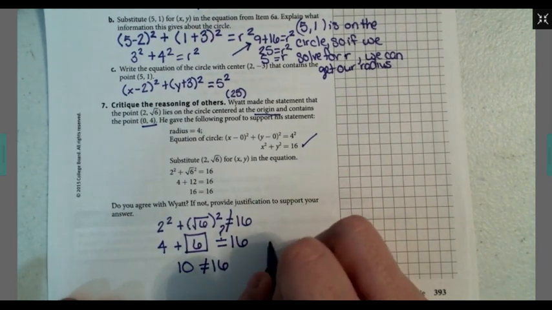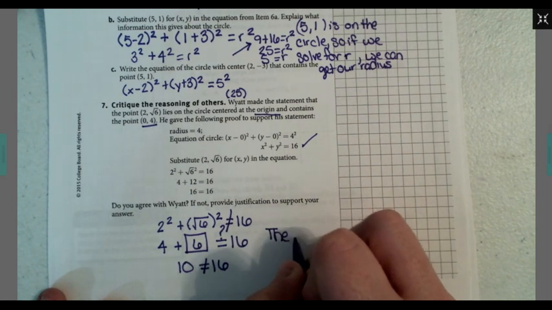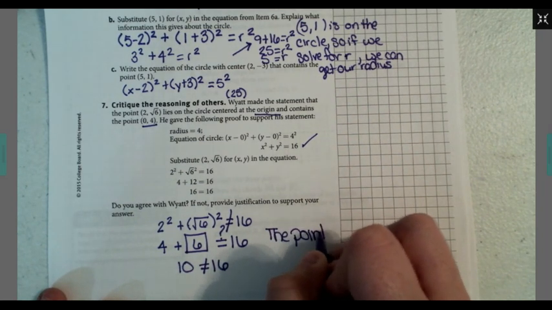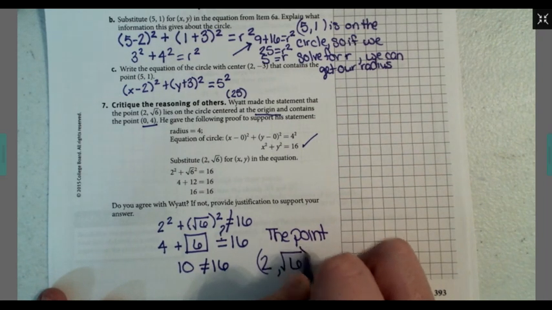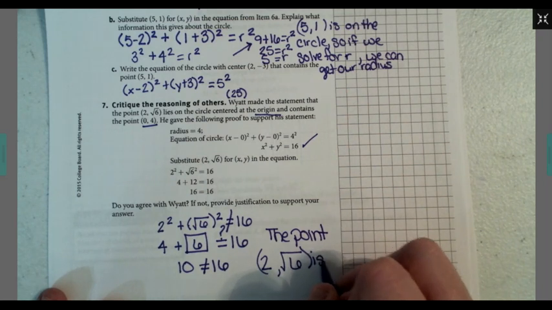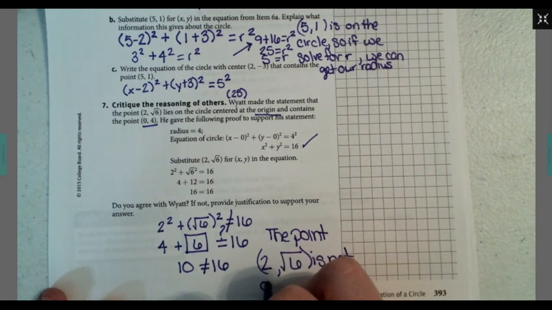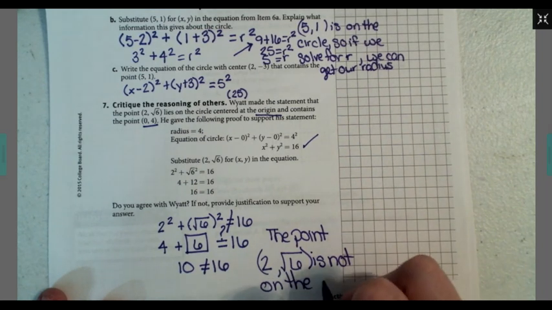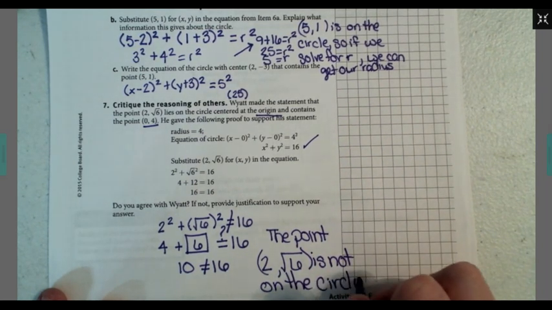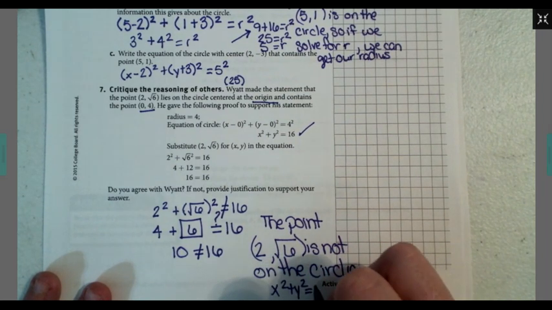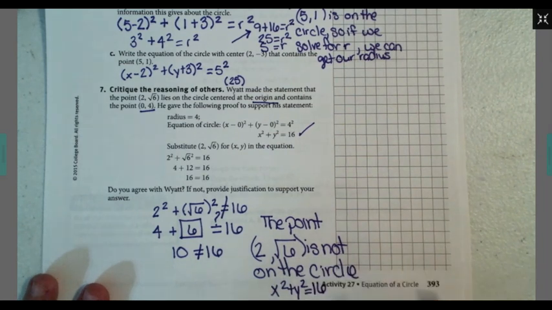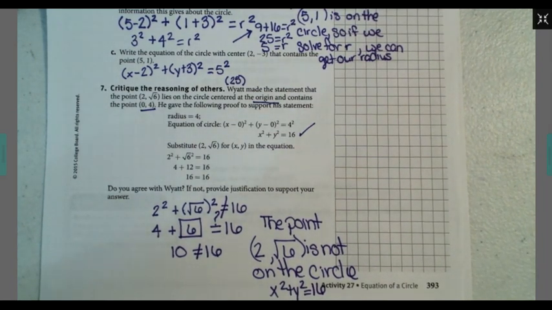So therefore, the point (2, square root of 6) is not on the circle. So it is not on that circle. On to your next set of questions.